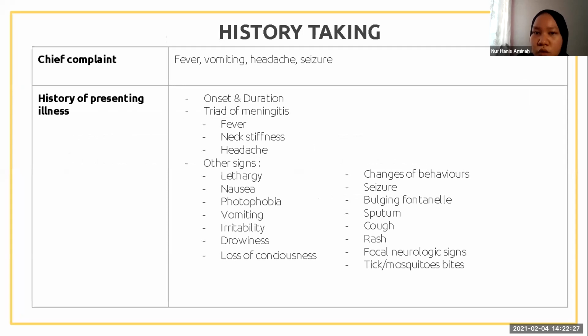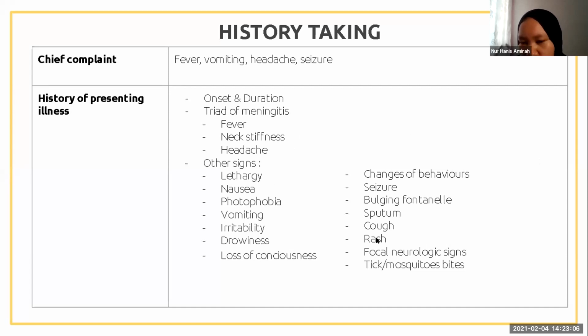Next, we move on to the history taking. So the patient might come with a complaint of fever, vomiting, headache, or seizure. So ask further about those complaints. For example, is the fever on and off? May be suggestive of it. And then vomiting, it may be projectile or may not. And then for headache and seizure, is it the first episode or is it a recurrence of the seizure? And then for the HOPI, ask about the triad of meningitis: if there's any fever, neck stiffness, and headache, and also other signs mentioned before.